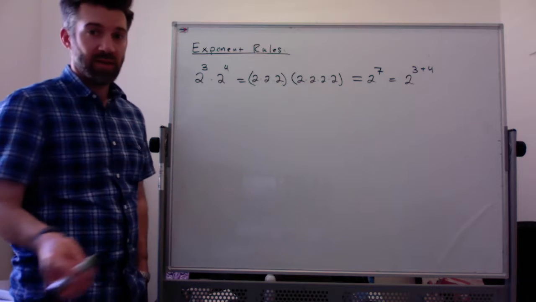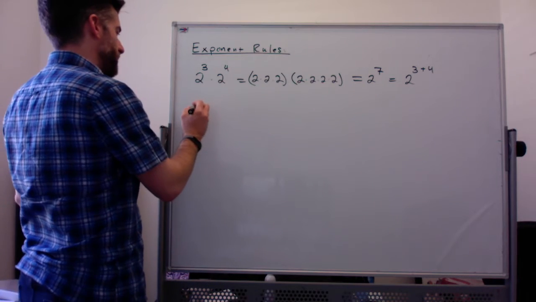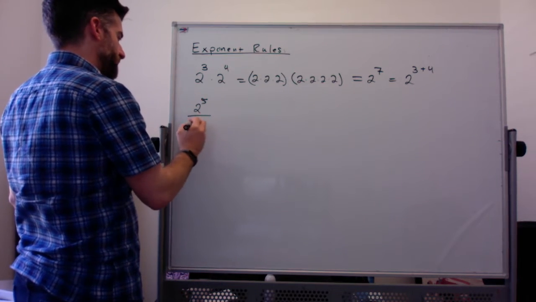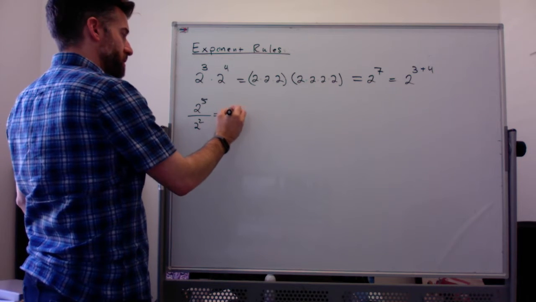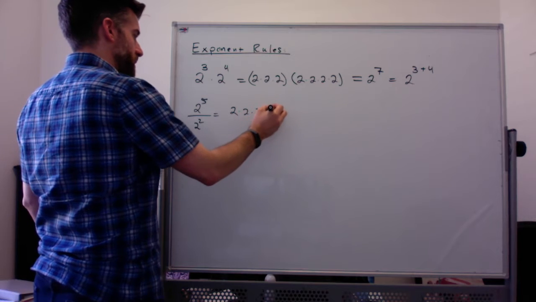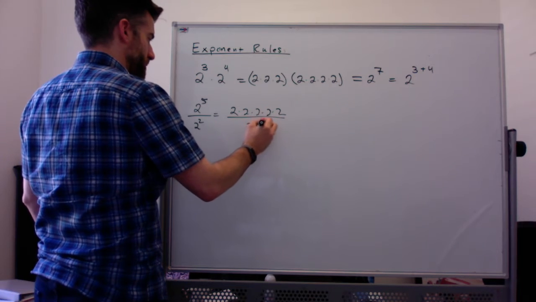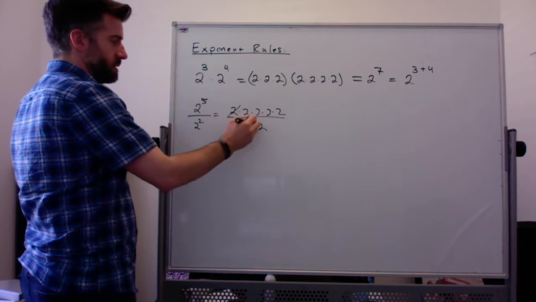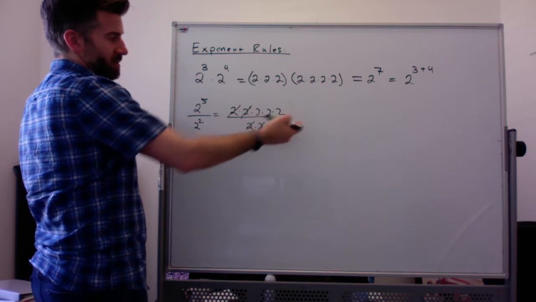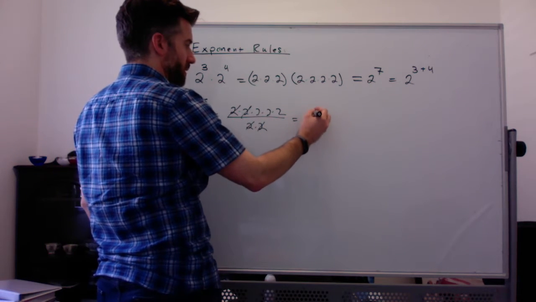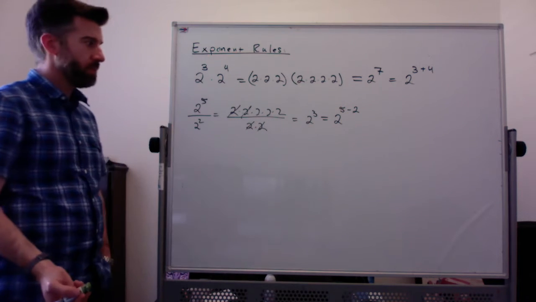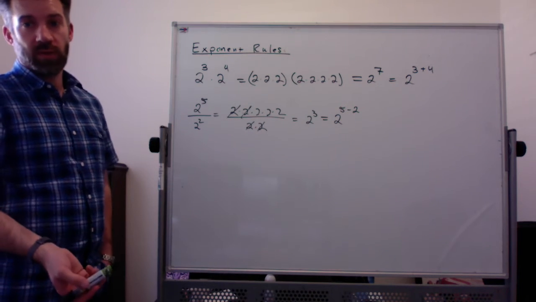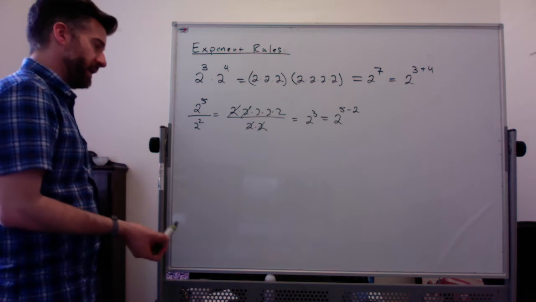Similarly, when you divide them, you subtract the exponents. For example, 2 to the 5th divided by 2 squared is really 2 times 2 times 2 times 2 times 2 over 2 times 2. 2 divided by 2 cancels, 2 divided by 2 cancels. You get 2 times 2 times 2, which is 2 to the 3rd, which is really just 2 to the 5 minus 2. So multiplying, you add, dividing, you subtract.